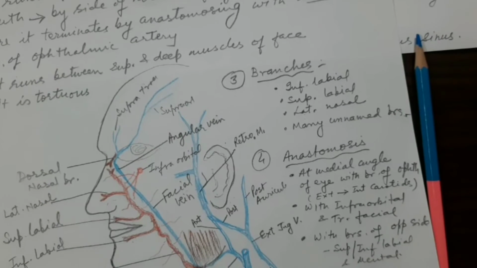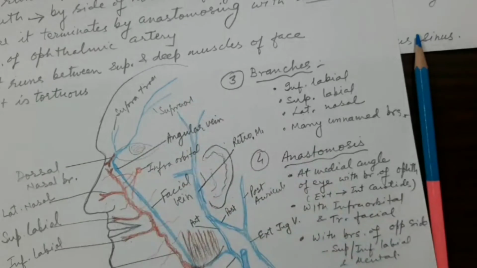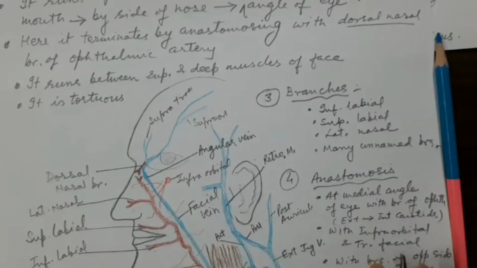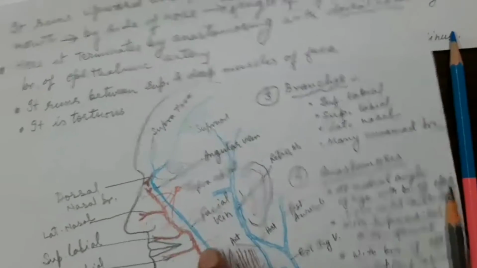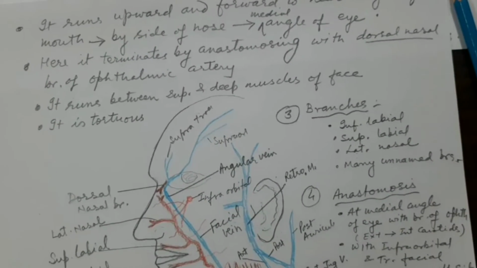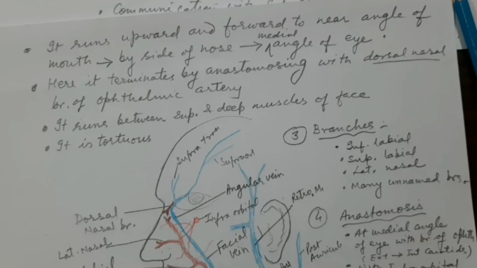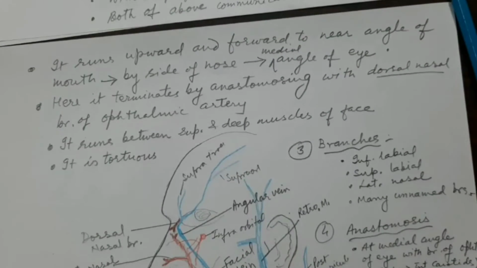So the external jugular vein will go and drain into the subclavian. I have covered almost all of the venous drainage of the face, but our concentration should be here on the facial vein. Now the common facial vein has formed here. Let us see the important communications of this facial vein.